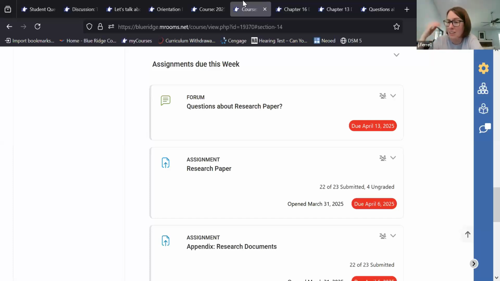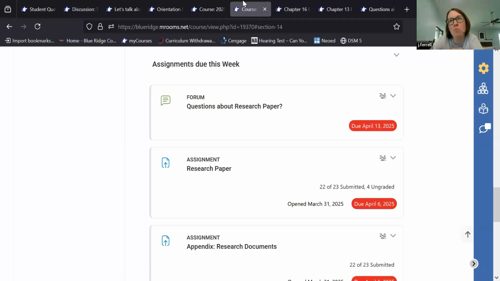Now, if it's discussions, their initial posts have to be in there Friday by midnight, but that's 5 days to really quickly type something up in a discussion board. I'm not requiring a lot in discussions. So they should be able to find 5 minutes in 5 days to be able to answer a discussion question.